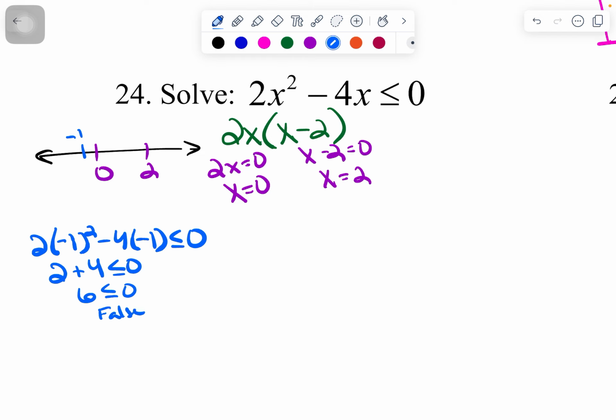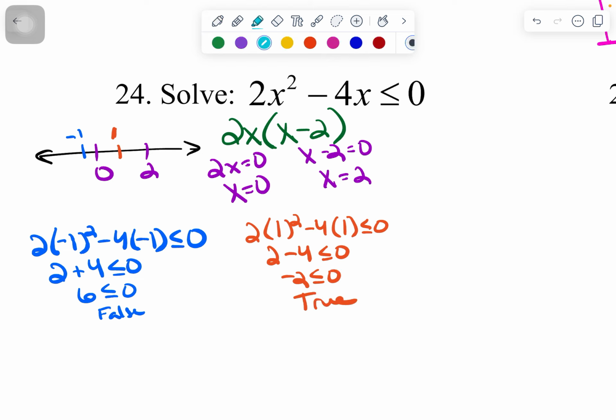So I'm going to ignore everything less than 0. I need a value between 0 and 2, and I'm going to pick 1. That's 2 times 1 squared minus 4 times 1, less than or equal to 0. 1 squared is 1, 2 times 1 is 2, -4 times 1 is -4. So 2 minus 4 is -2, which is less than or equal to 0. That is true. So between my critical values, 0 to 2, tests true.